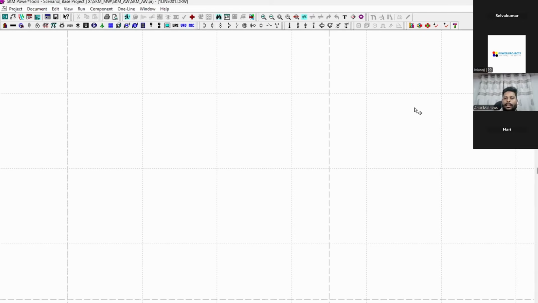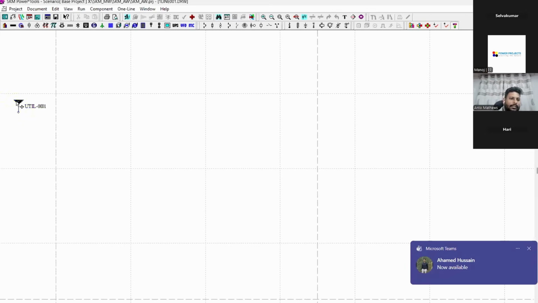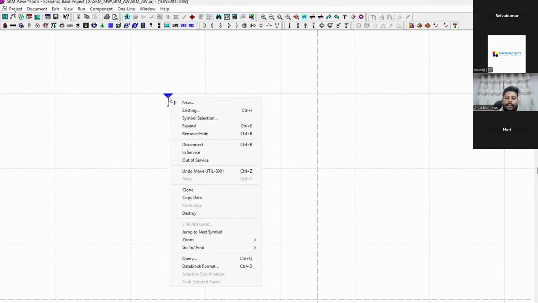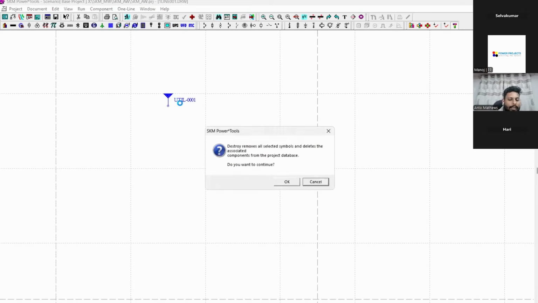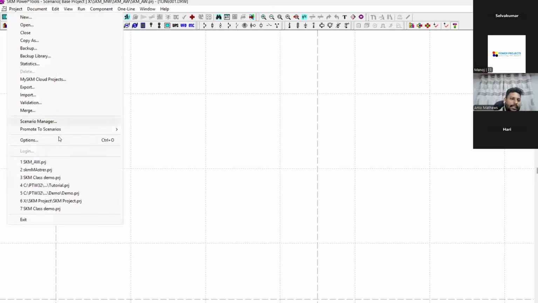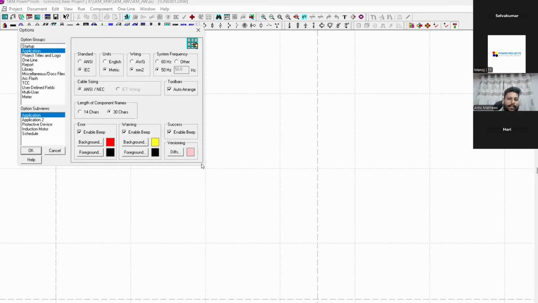Before doing this grid, we have to identify what standard we are going to follow. So we have to set up the parameter standards. What is the standard? You can find it here. Is it visible? Yes, the application standard. I am going to follow IEC.